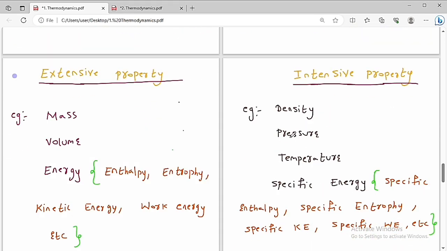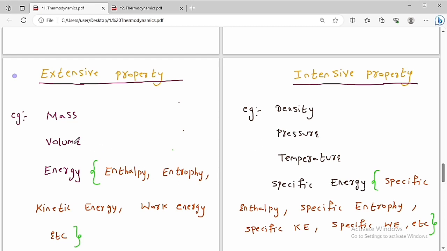So now the next concept that I am going to tell you about is the extensive property as well as the intensive property. Extensive property is also called the extrinsic property. Basically, these parameters are going to depend upon the mass. What are the best examples? Mass as well as volume.